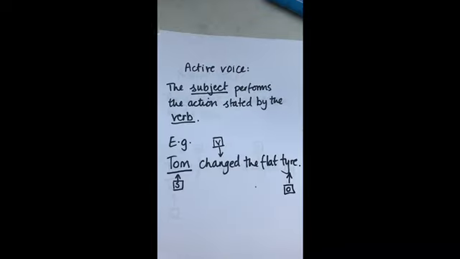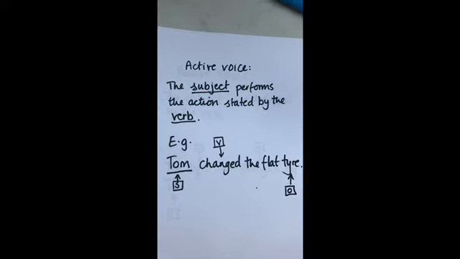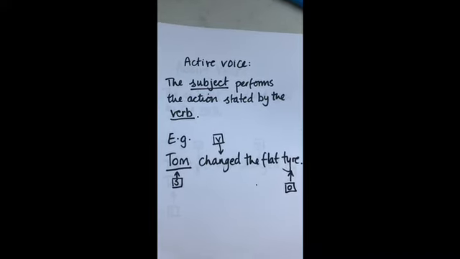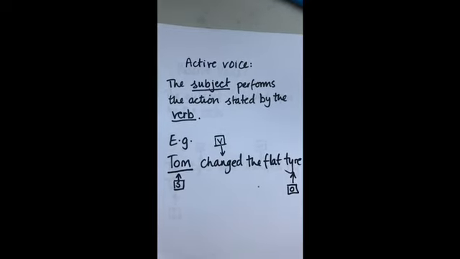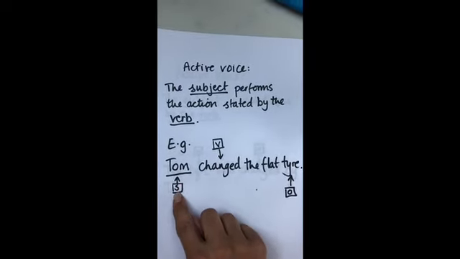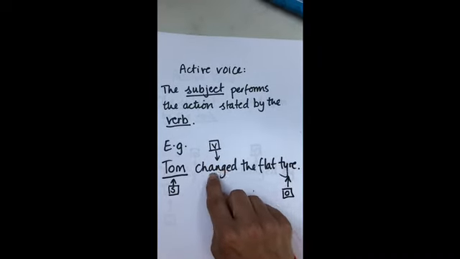So I've got an example of one here. It says, Tom, who's the subject, changed, which is the verb, the flat tyre, the tyre being the object. So Tom changed the flat tyre. So you can see here I've put S in this box because this is the subject, V in this box because it's what they do.